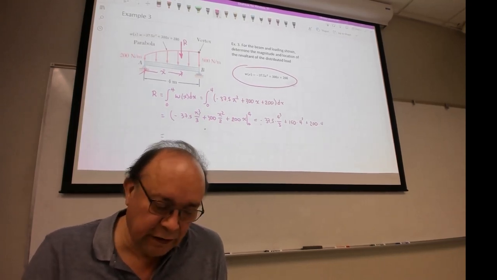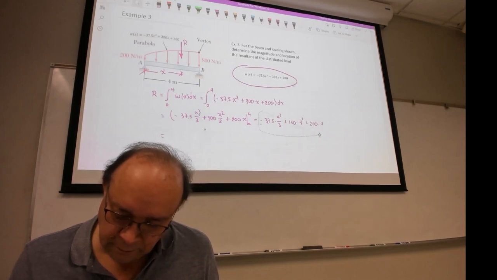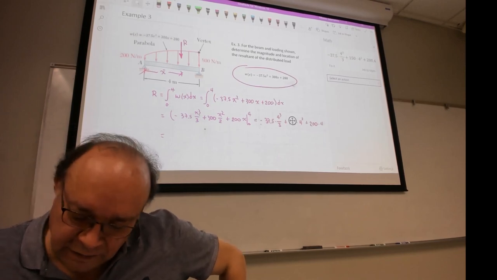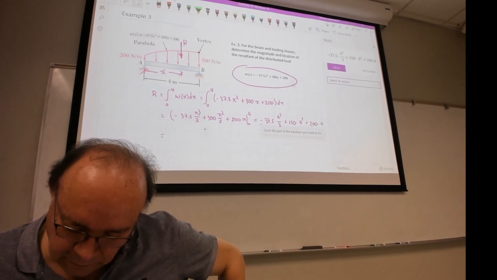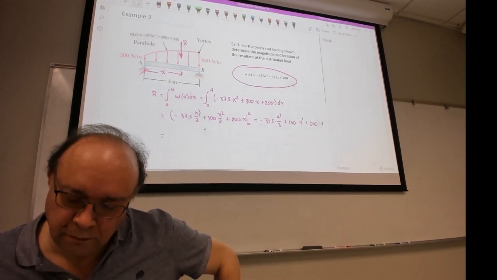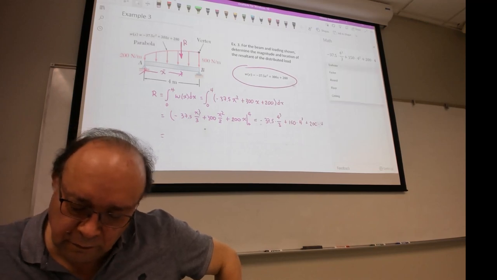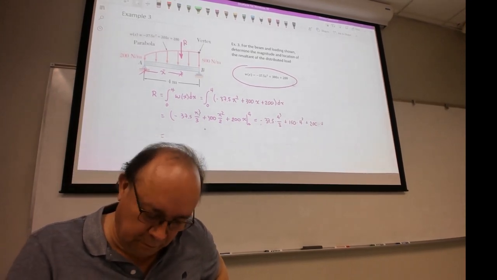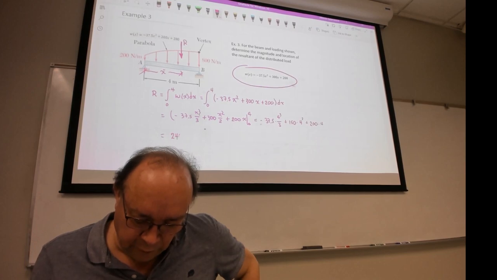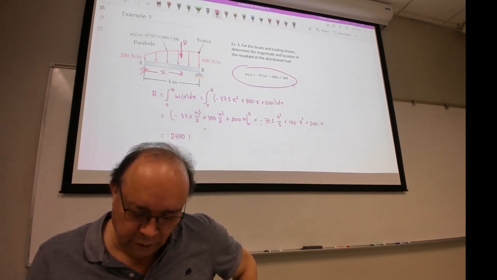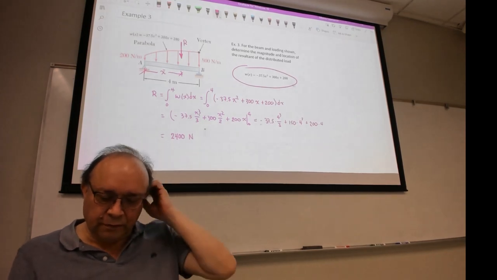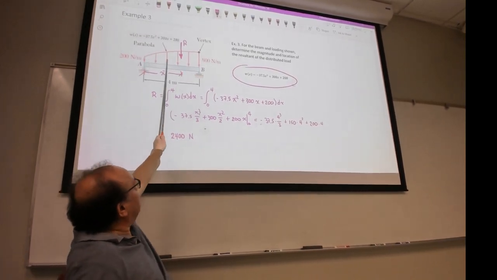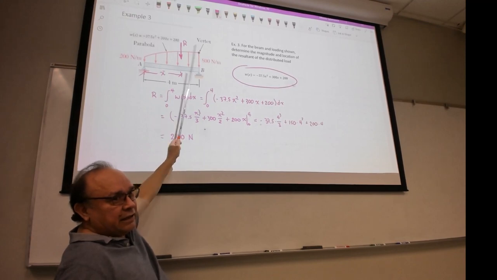What do you get? Let's see what I get here. 4400? Let me see if I got the same thing. Oh, I did that wrong. 2400. That will be newtons. Now we have the magnitude of the force. Now let's get the moment of all that area, and then we do the division.